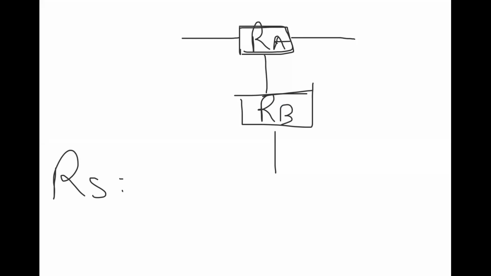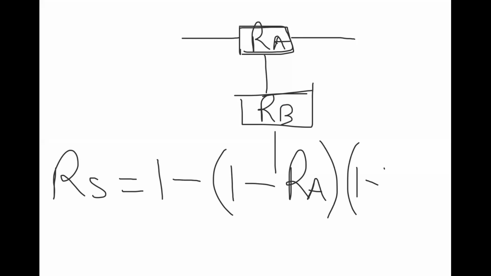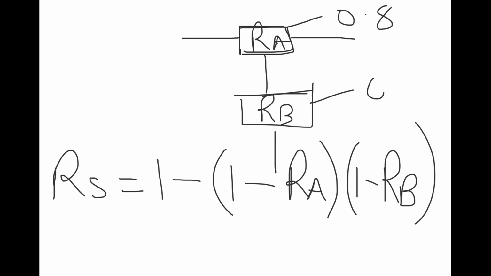Of course, I'm going to do 1 minus (1 minus RA) times (1 minus RB). Next time, maybe what you're going to be given is that the reliability of A is 0.8 and B is 0.7. Of course, you're going to plug that in. Now let me expand this. You're going to see what is going to happen now.